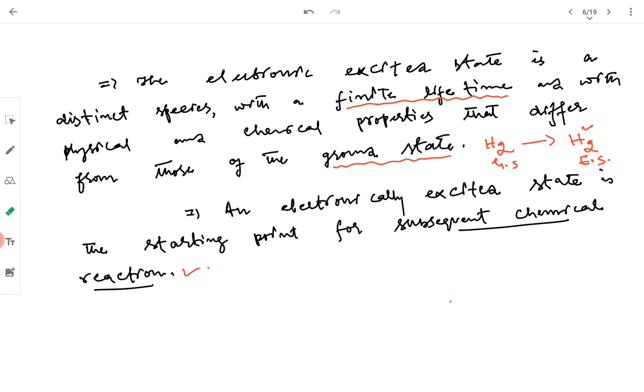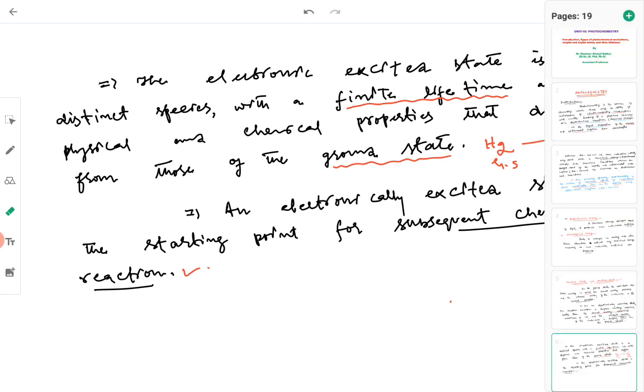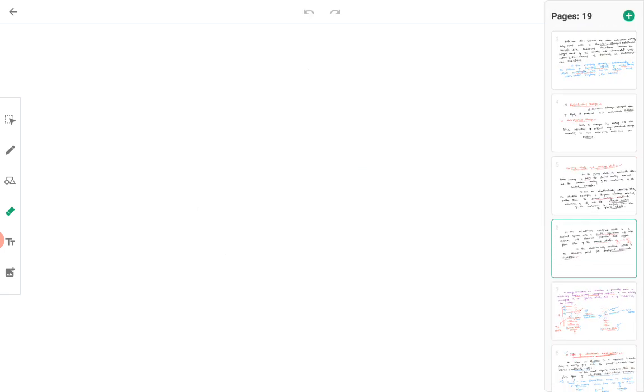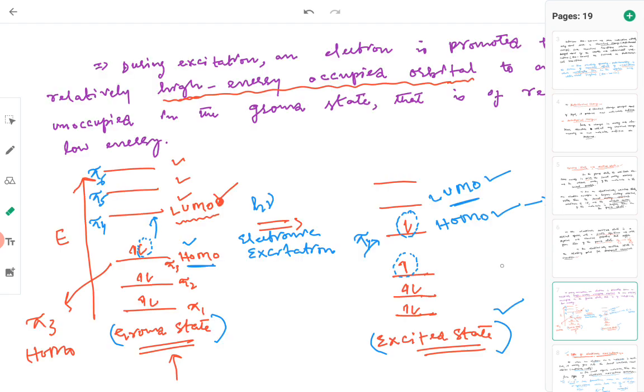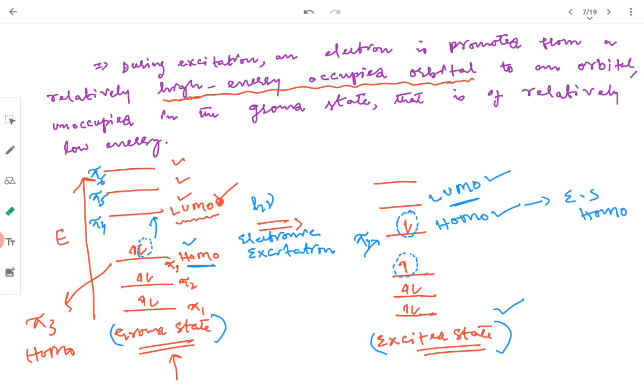So an electronically excited state is the starting point for subsequent chemical reactions. Most of these photochemical reactions actually start from an electronically excited state. And during this electronic excitation, this electron is promoted from a relatively high energy occupied orbital to an orbital unoccupied in the ground state, and that's of relatively low energy.